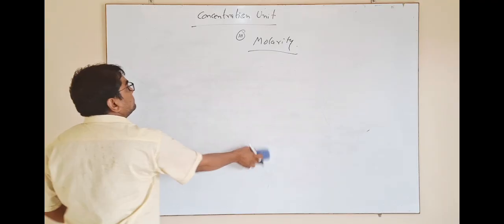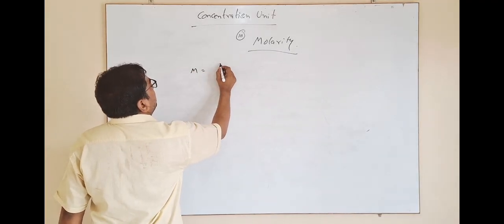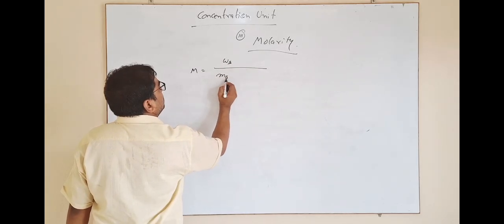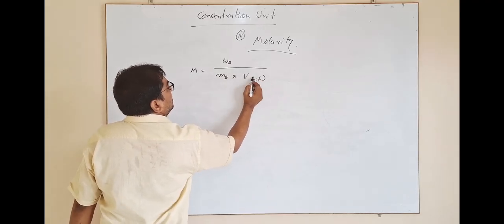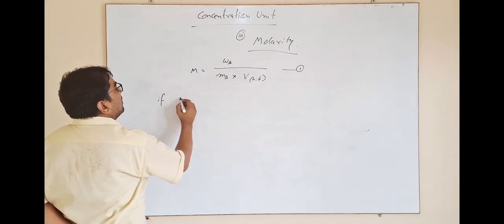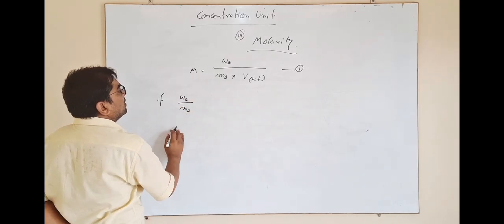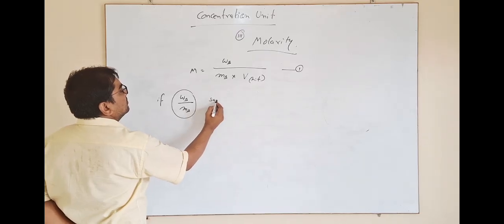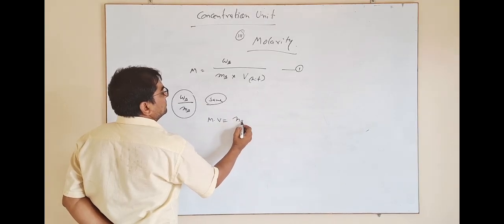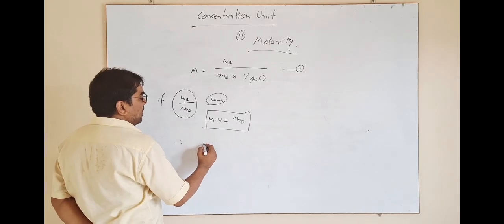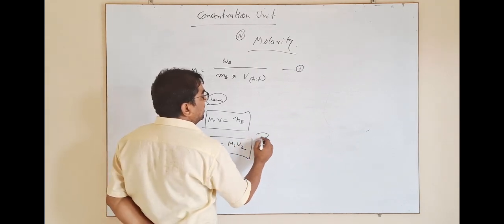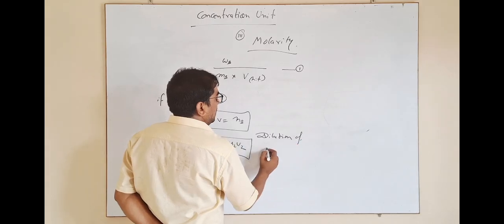Next, from equation 1, molarity is the weight or mass of solute divided by the molecular mass of solute, times the volume in liter. That was the first equation. If WB divided by MB becomes the same, common, then M into V equals NB. Therefore, M1V1 equals M2V2. This is the equation for dilution of a solution.